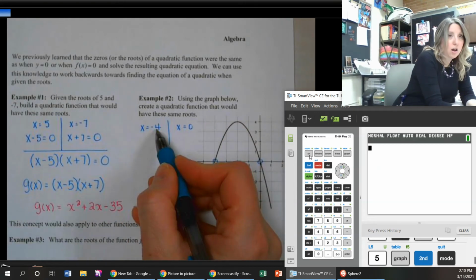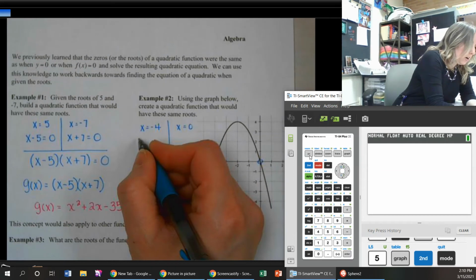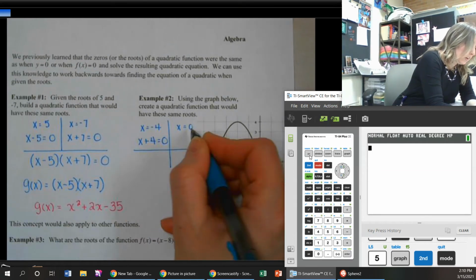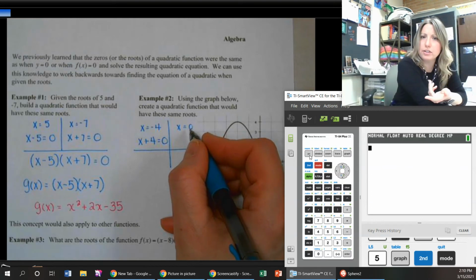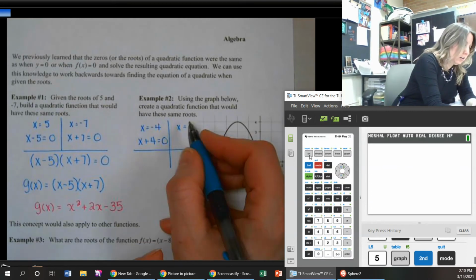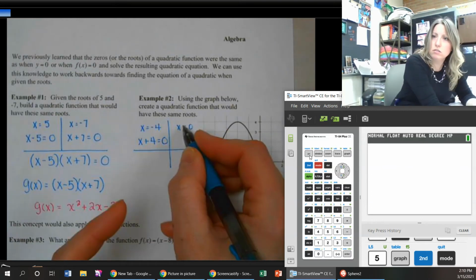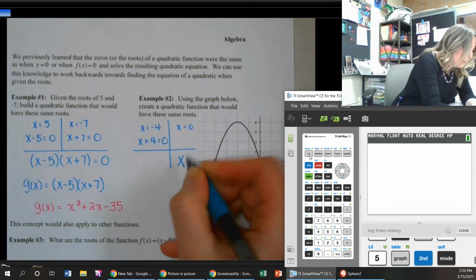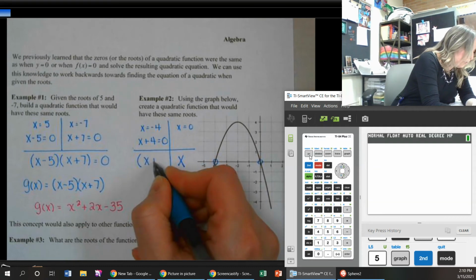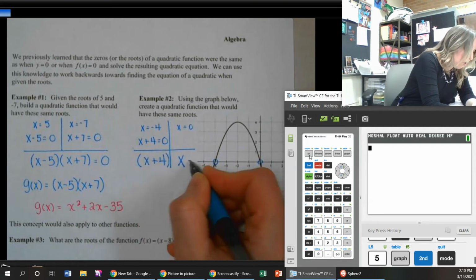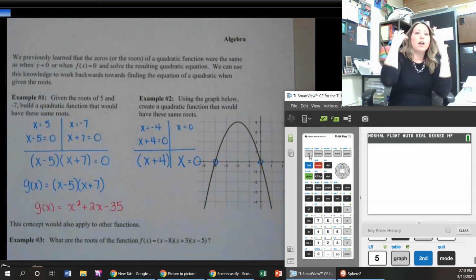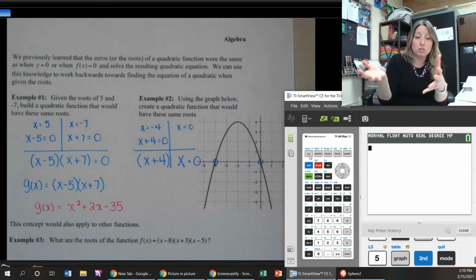So add 4 over, this becomes x plus 4 equals 0, to get 1 equal to 0, right? Well, here, this is already equal to 0, so this would really just be my value, right? So this would just be an x, and this over here would be an x plus 4. So those are what I'm multiplying together and set equal to 0, right?